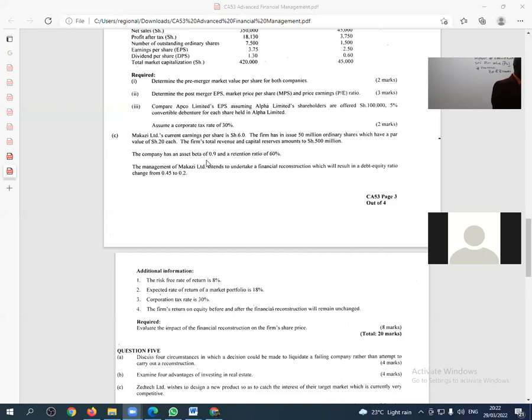Additional information: the risk-free rate is 8%. Expected return on market portfolio is 18%. Corporation tax rate is 30%. The firm's return on equity before and after the financial reconstruction will remain unchanged. So they want us to evaluate the impact of the financial reconstruction on the firm's share price.